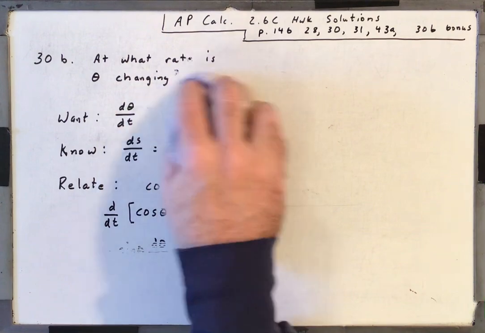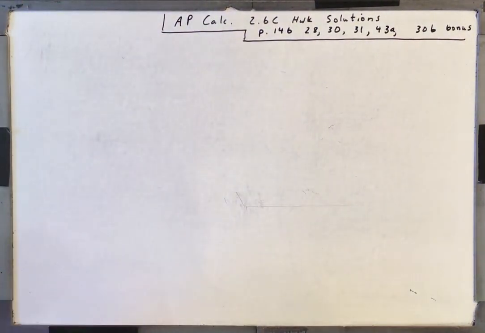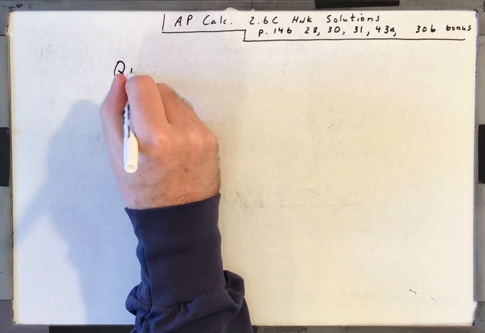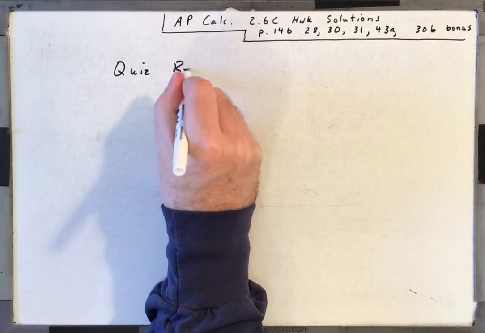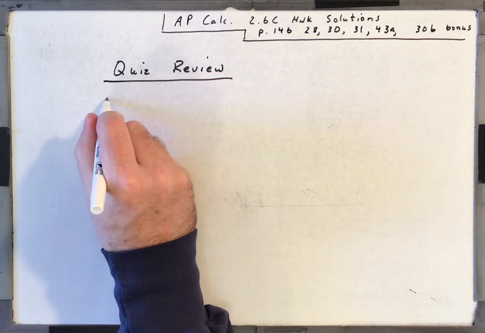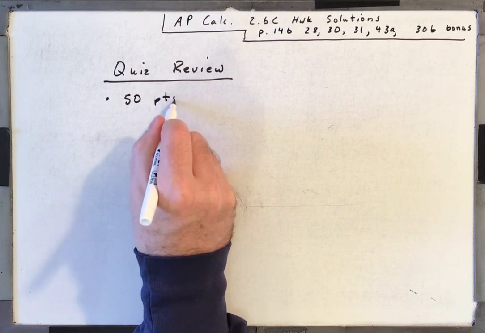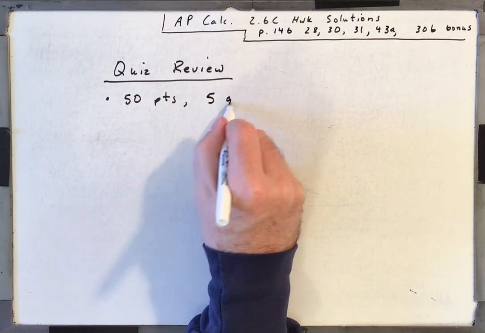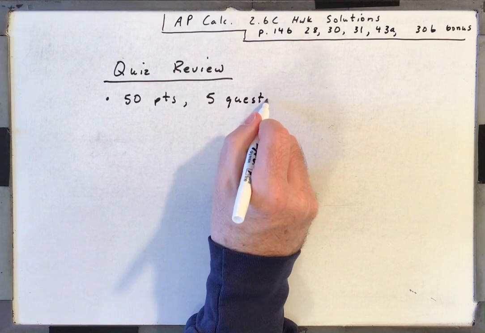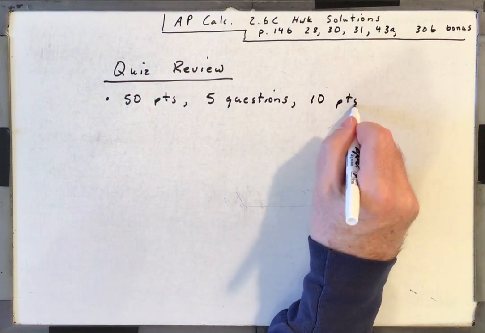Let's talk about the quiz. So the quiz is 50 points. There are 5 questions, and they are 10 points each.